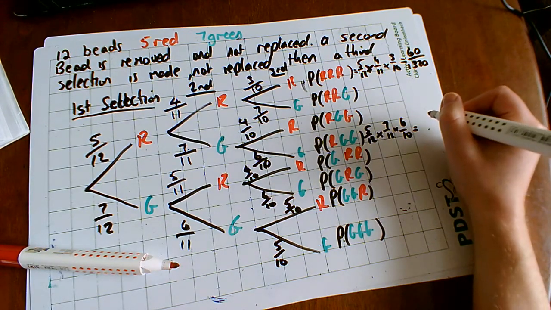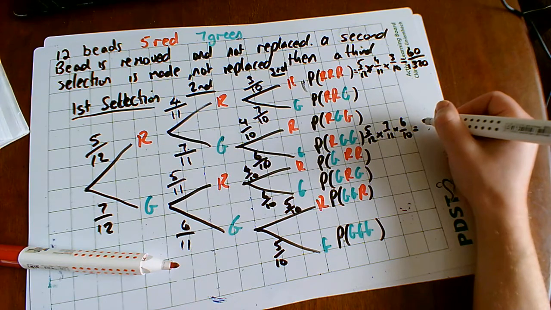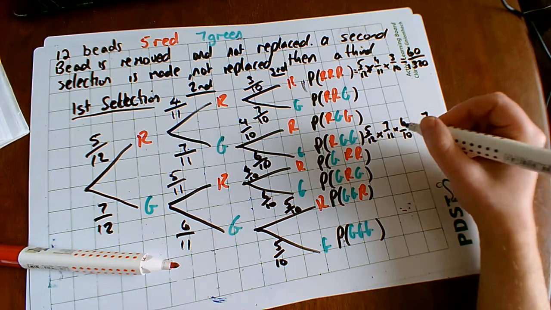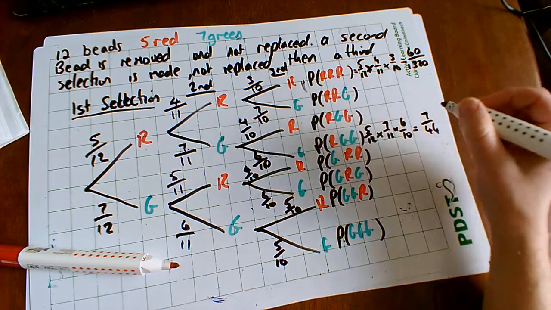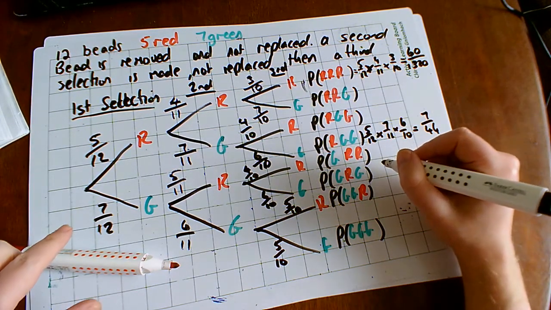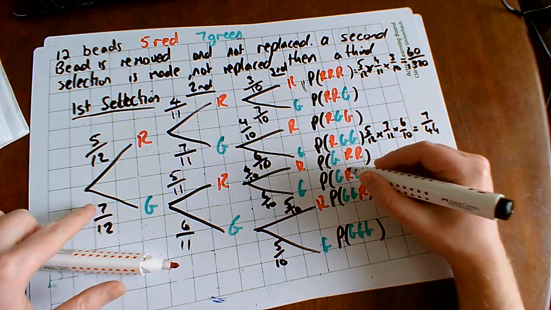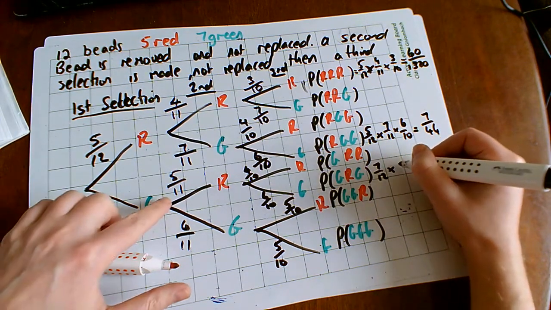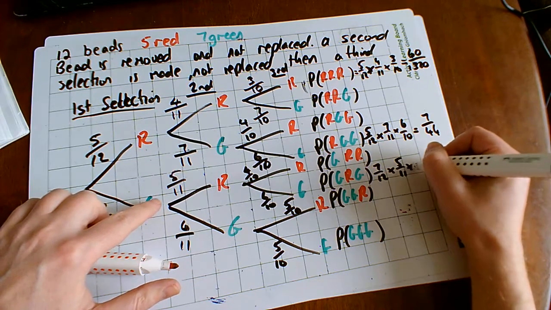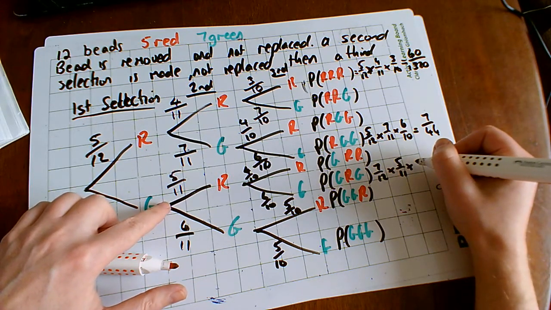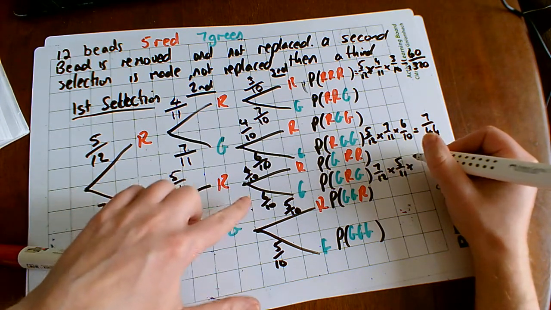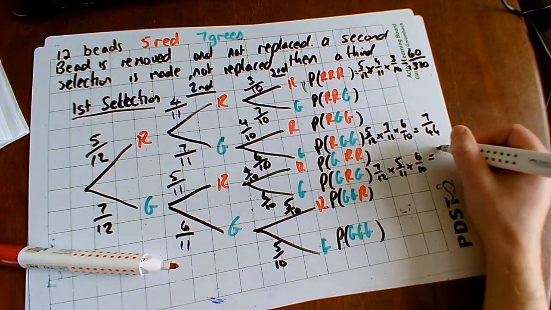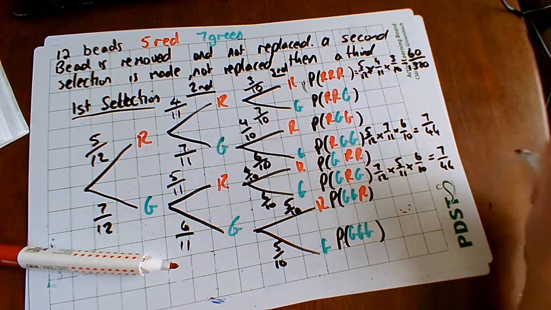And when you multiply that out, you get something over 1320, and that simplifies down to 7 over 44. The calculator simplified that down for you. You could leave it as that as well. The other time where there's 2 greens is this one here. So this is green, red, green. So it's 7 out of 12 times by 5 out of 11 times by 6 out of 10. That's the same as the other one. 7 out of 44. The numbers in the top are the same, the numbers in the bottom are the same.